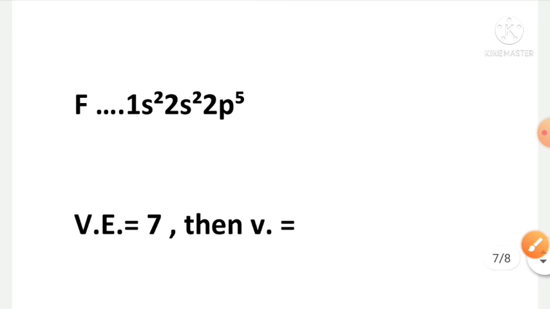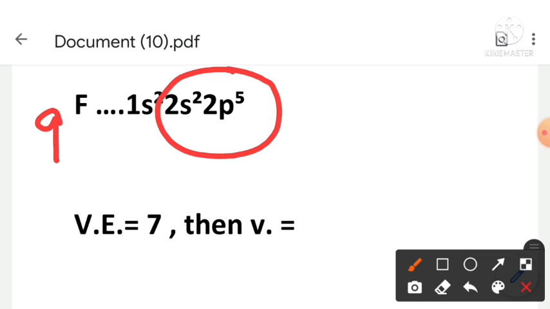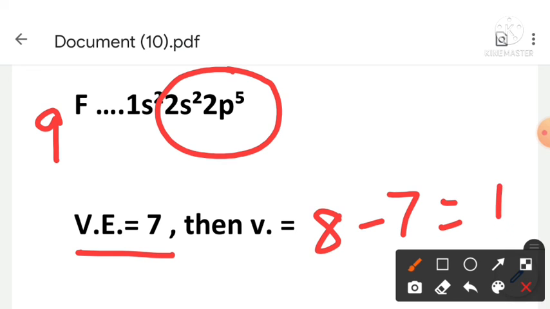Now we see in fluorine. We know that Z of fluorine is 9. So we write its electronic configuration 1s2, 2s2, 2p5, and its outermost shell of the fluorine is 2s2, 2p5. So its valence electron is 7. Now by using the octet law we derive valency. We know that 8 minus 7 is equal to 1. So valency of fluorine is 1.